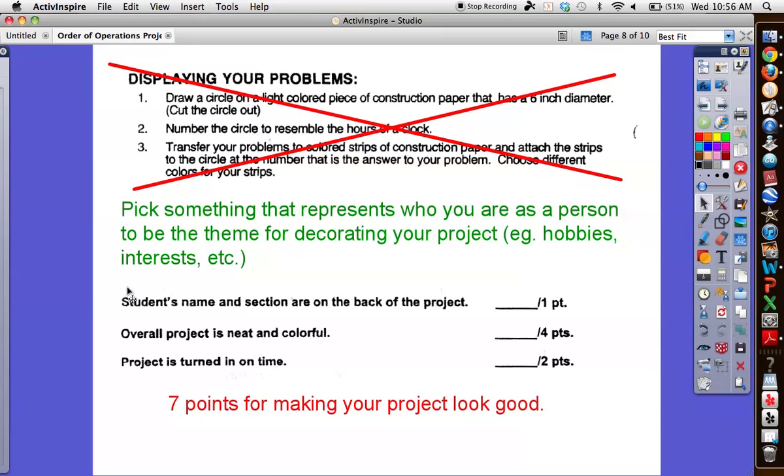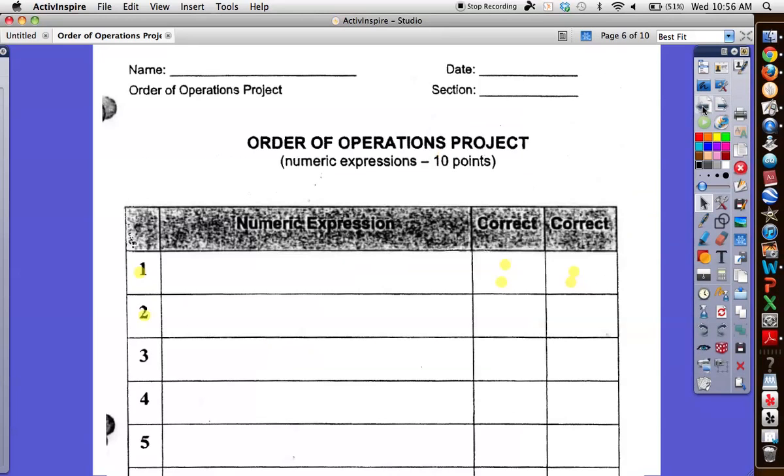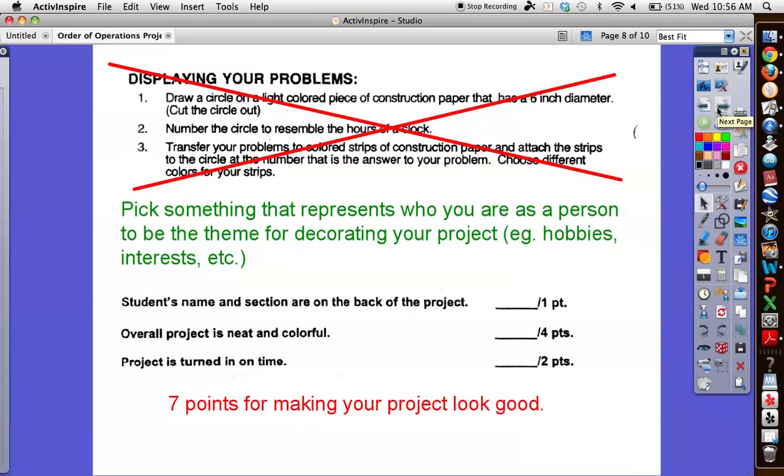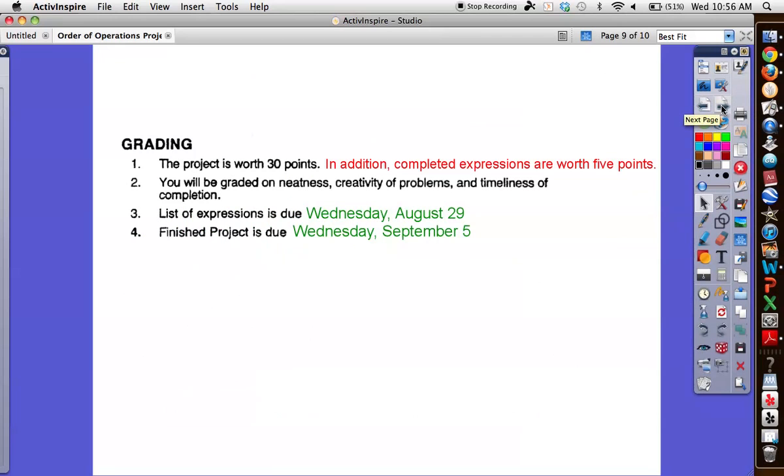So make sure that you have that, because that's what I'm going to be checking. I'm not going to grade you off of this page. I will grade you off of your final project, okay? I can check that other page for you to make sure you're following the rules and that they're correct, but I'm not grading at that point. I'm only going to grade it once you turn this thing in, okay? So what we're looking at is a total of 30 points and 5 points for getting your expressions done.